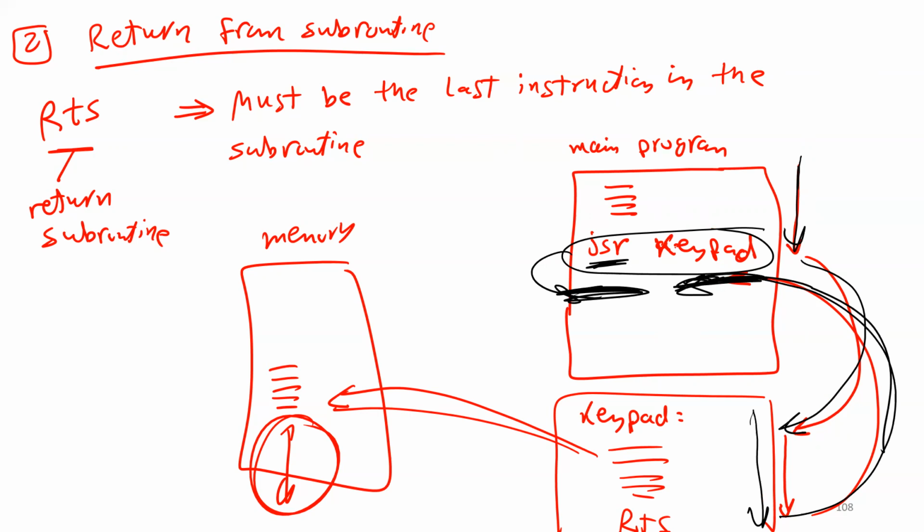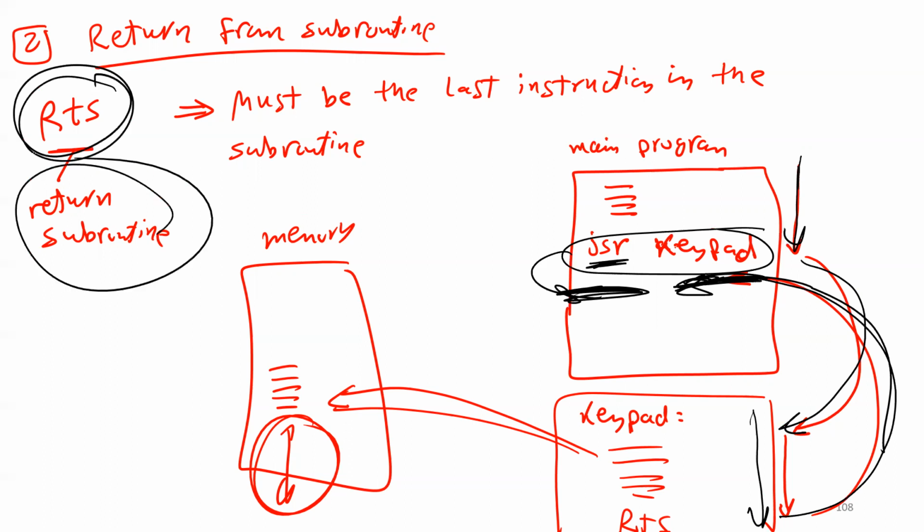to the main program. If you call a function, you can call it from another function, or you can call it from the main program. So you have to return to here. So how can you return? What instruction do you have to use, guys? We have an instruction here. We call it RTS, return from subroutine. Very easy. And this one should be the last instruction in the subroutine.